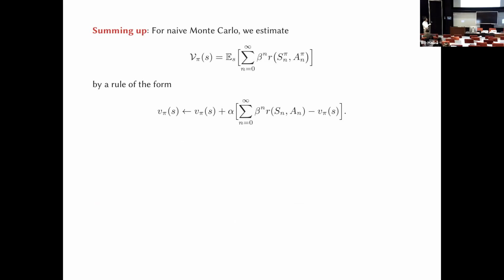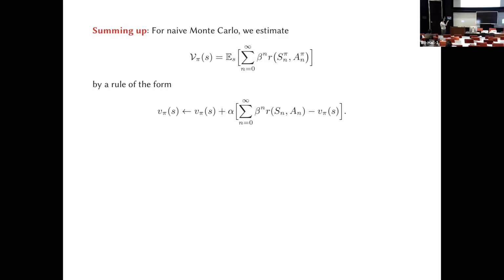Okay, so summing up, if we want to do naive Monte Carlo, then this expectation is computed iteratively by this update rule. Now the only question is how do I compute this infinite sum? I won't be able to do that. And the main idea, and this is, I think, the only thing that you have to understand about these classical reinforcement learning algorithms.